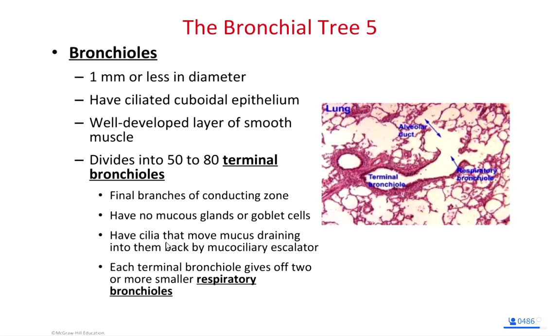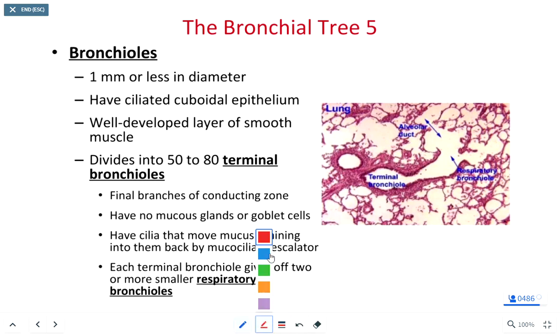A bit larger than 1 millimeter in diameter. And as we look at these bronchioles, we still have ciliated epithelium. A key difference between the bronchial histology and the rest of the respiratory tract is that they still connect to that mucociliary escalator. And as we look at this branching process, there are many, many levels of branching. Eventually, we get to the end, and per lung, we'll have 50 to 80 terminal bronchioles.